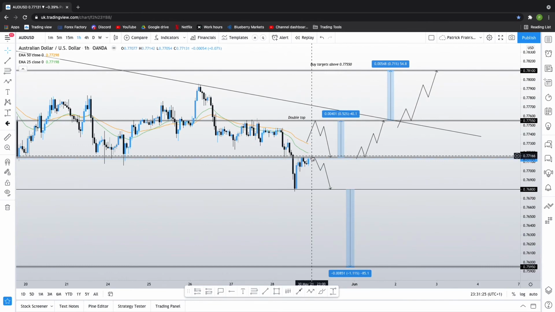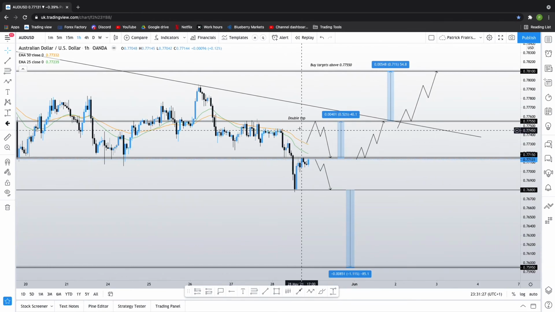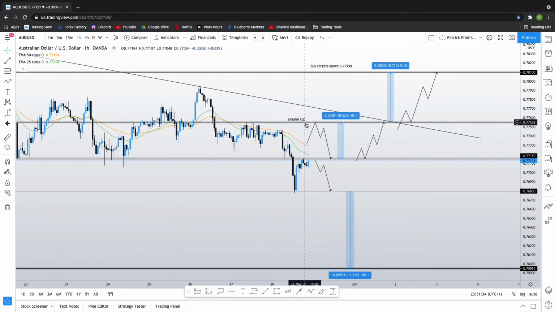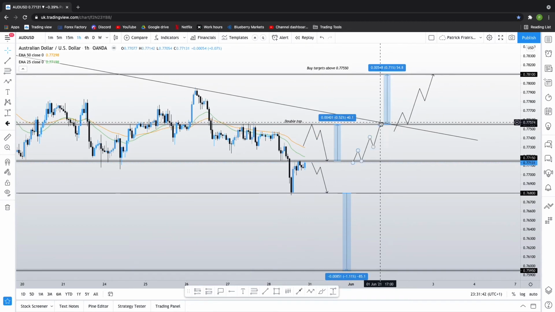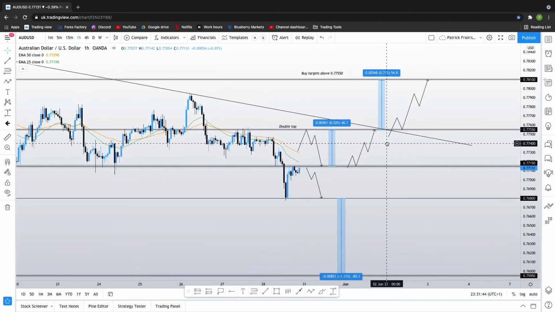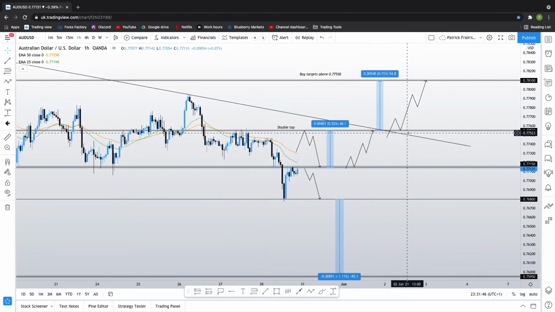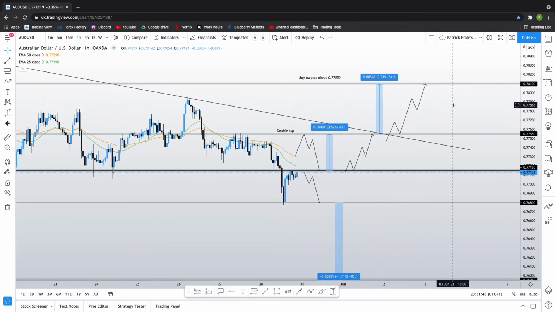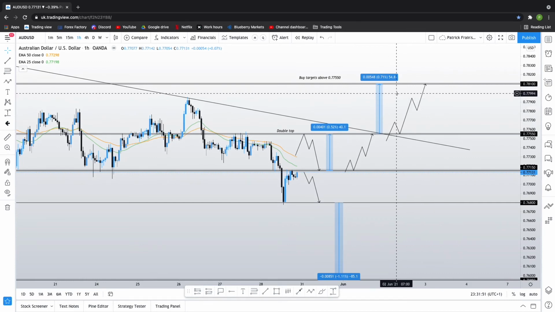As mentioned, if we do push back above this level, the next level I will be looking for is at 0.77550. The first scenario we will be looking for is a double top formation. If we do see this level acting as resistance and see wick rejections, I will be looking for sells off this level. However, if we do break above this level, I will be looking for a break and retest, and then buys up to 0.78100, which is around 54 pips.